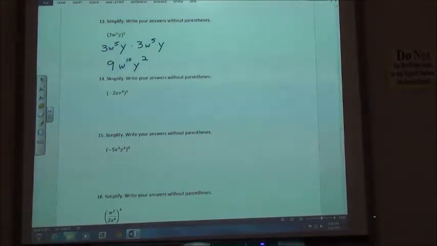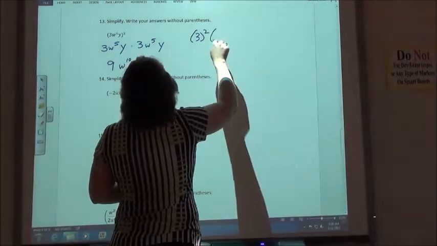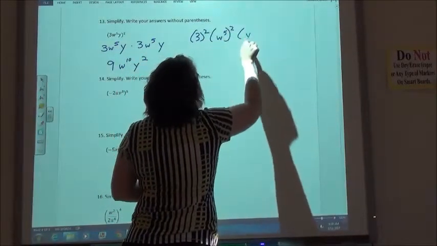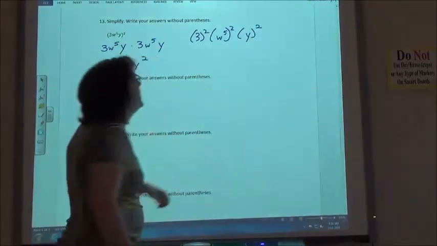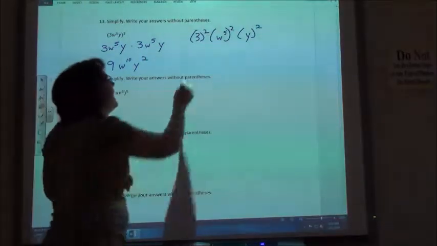If I use my shortcut, I'm going to do this. I'm going to take the 3 and square it. I'm going to take my w to the fifth and square it. And I'm going to take my y and square it. 3 squared, I do the normal way. 3 times 3 is 9.